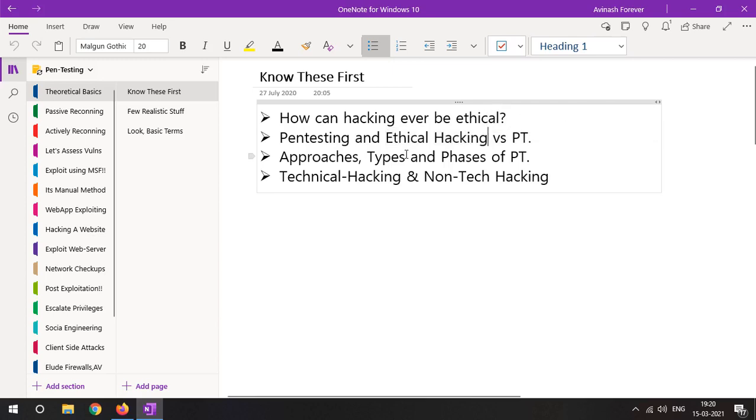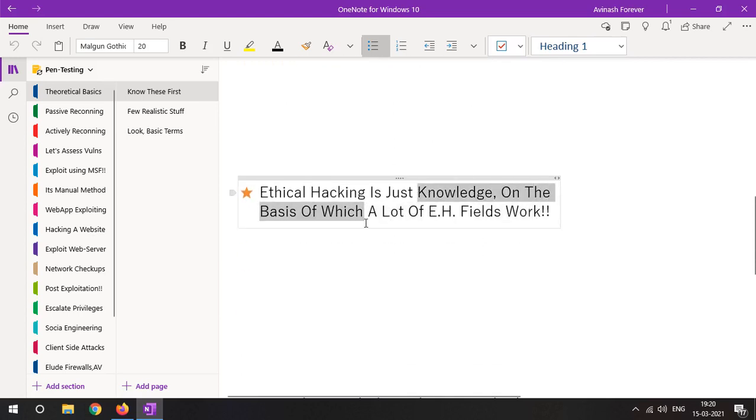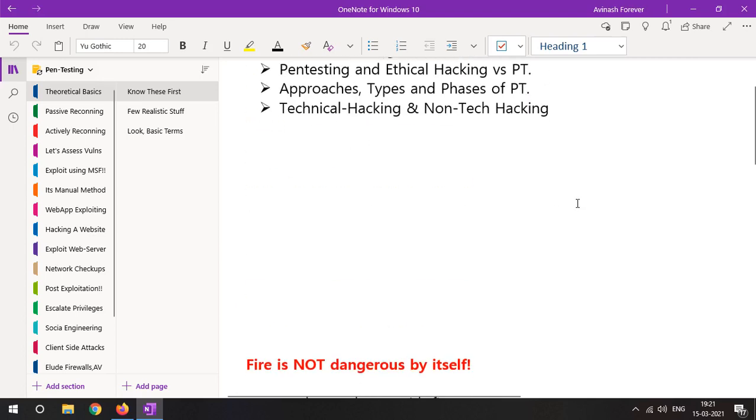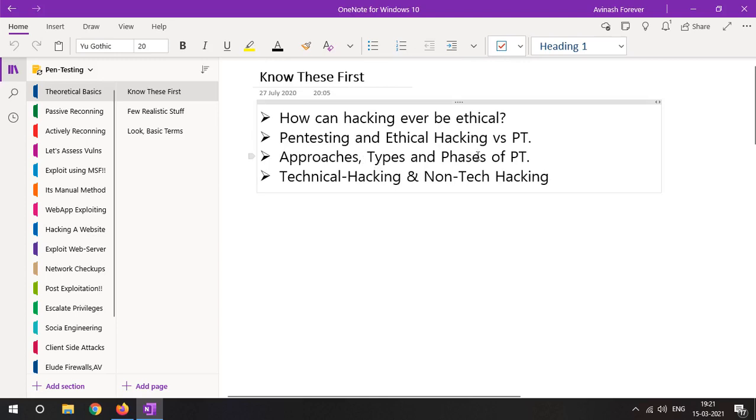Penetration testing is. So ethical hacking is just knowledge on the basis of which a lot of fields work. Fields like penetration testing, bug hunting, even cybersecurity managers or consultants or security analysts or auditors. There are so many real jobs which work on the knowledge of ethical hacking. It's always about the use of ethical hacking, but ethical hacking is not a job role by itself. I hope that makes sense. And penetration testing is one of the fields or jobs which work in a specific way on ethical hacking knowledge. Now once you get that, we can move on to the approaches, types and phases of penetration testing.